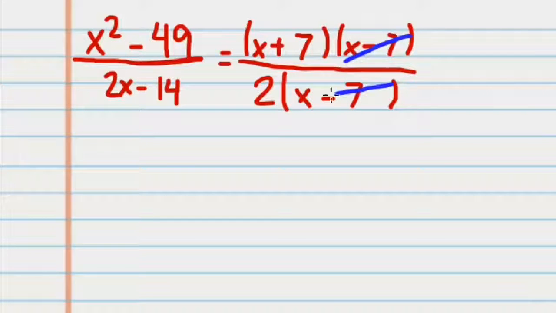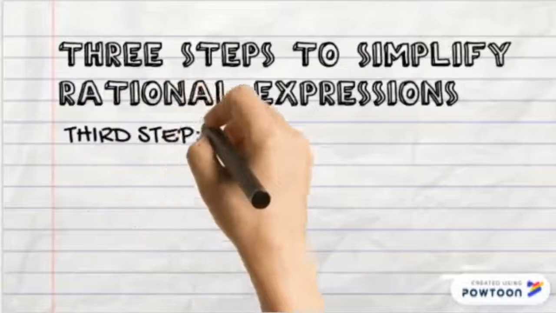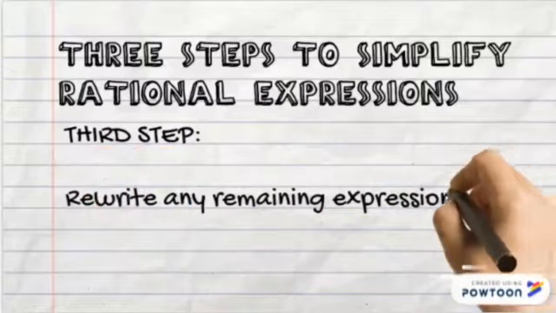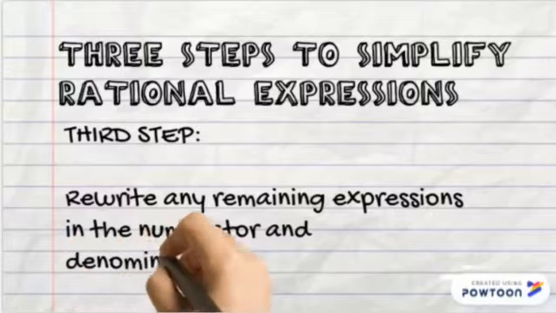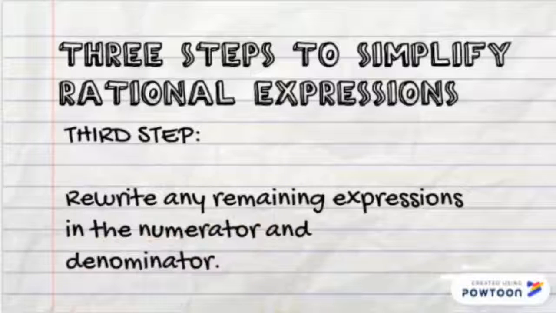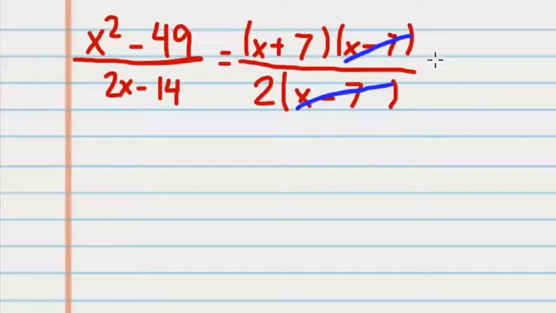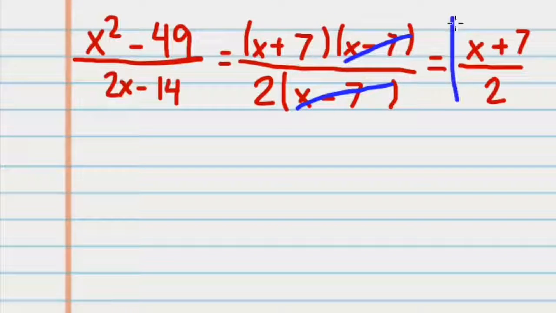And now, to our last step, we're just going to rewrite any remaining expressions in the numerator and denominator. So let's write what's left behind. So this is as far as we can go. When nothing else can be cancelled, we've truly simplified it or reduced it to the lowest terms. This is our final answer: x plus 7 all over 2.